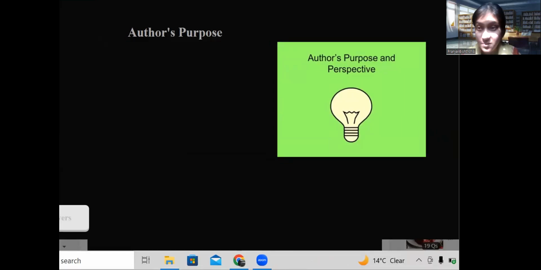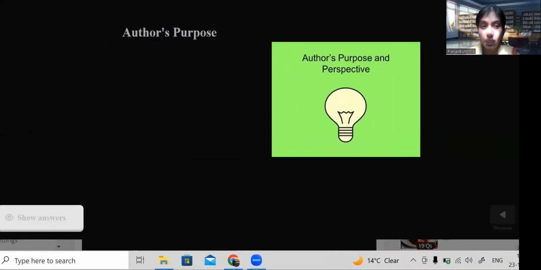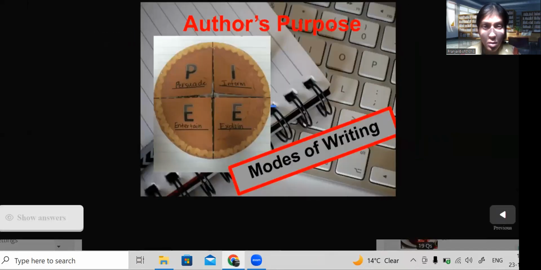So I hope the screen is visible. Yes. All right then. Now let us understand what is author's purpose. First, the author's purpose: persuade, inform, entertain, explain. Can you see these words on the screen? The four words: persuade, inform, entertain, explain. Let's understand what is the meaning.